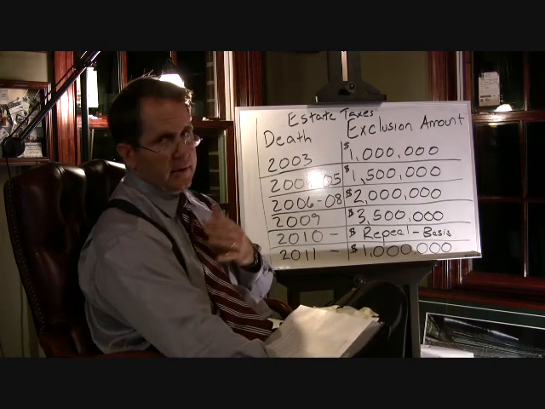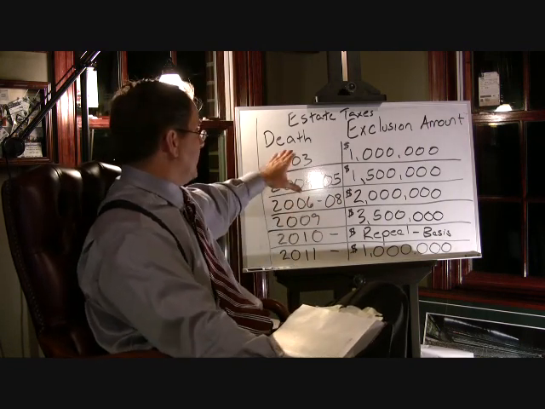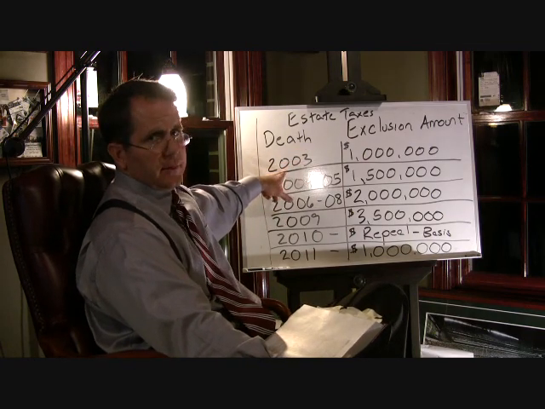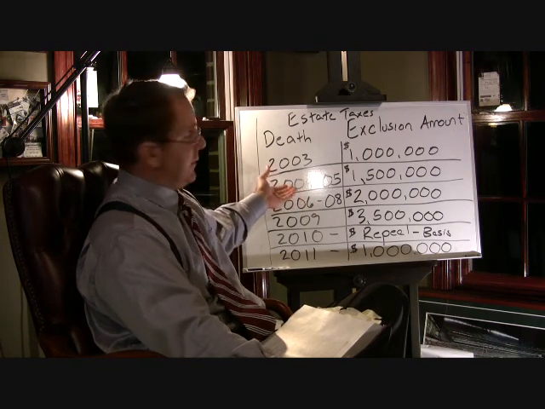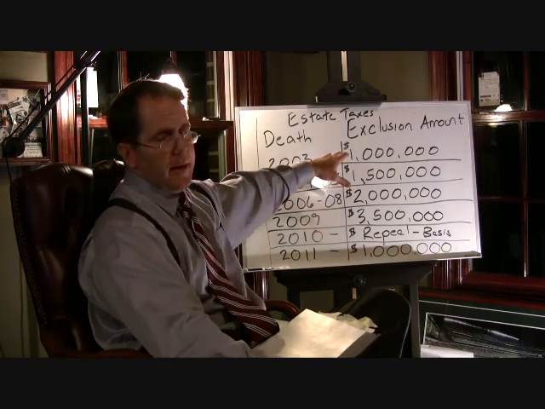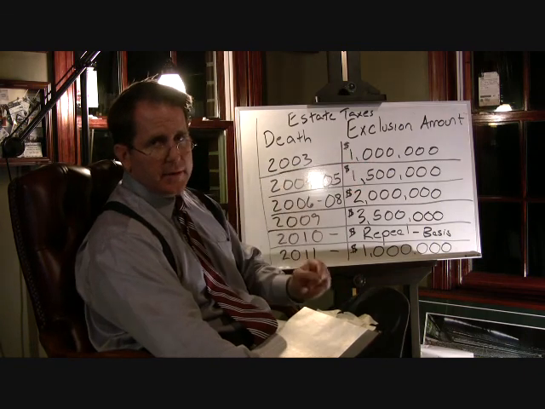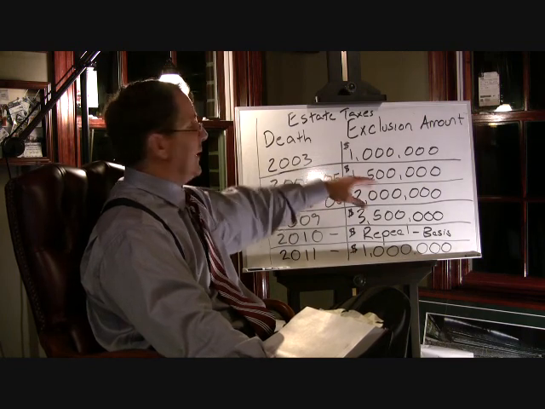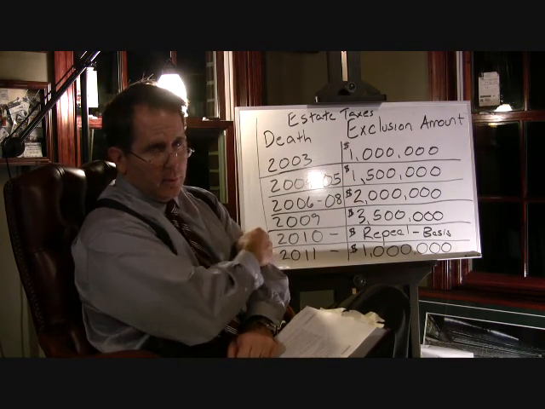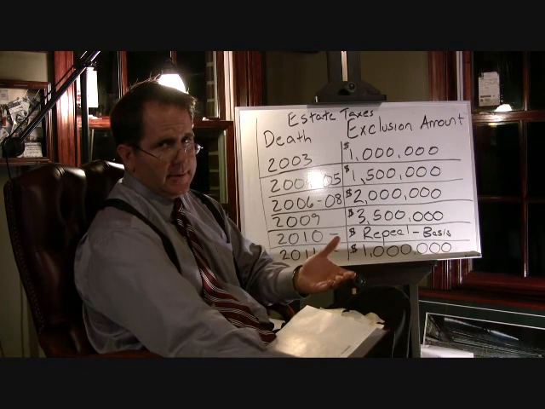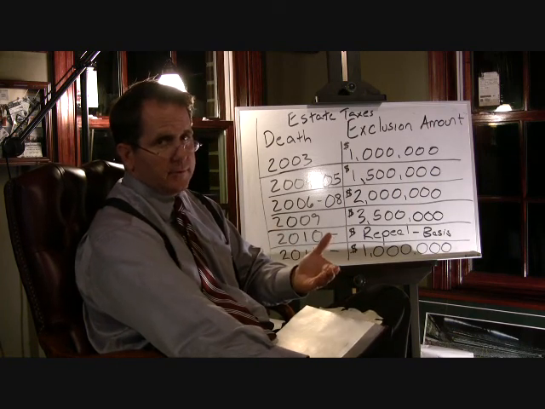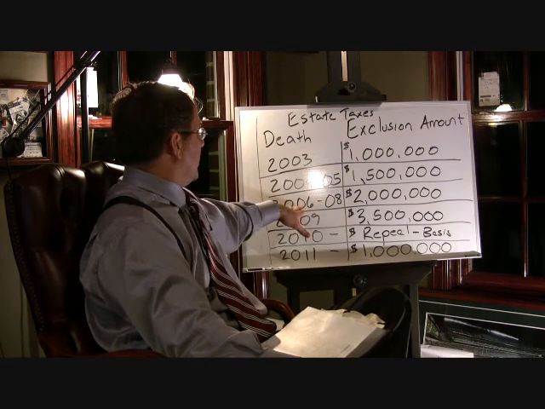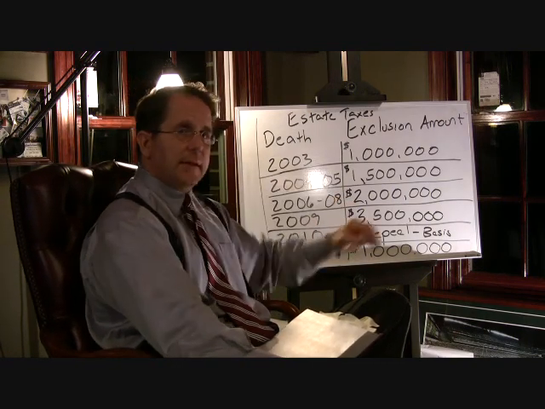Well, now let's look at that and say, okay, what is the year of death for Neil? Well, if I passed in the year 2003, and if I had $3 million, you can see my exclusion amount would be $1 million. So I'd have $2 million, which would be subject to the estate tax. In 2004 and 2005, the exclusion was $1.5 million. If I had a $3 million estate, I'd have $1,500,000 subject to estate tax. That continues down. So for purposes of 2006 through 2008, it's at $2 million.